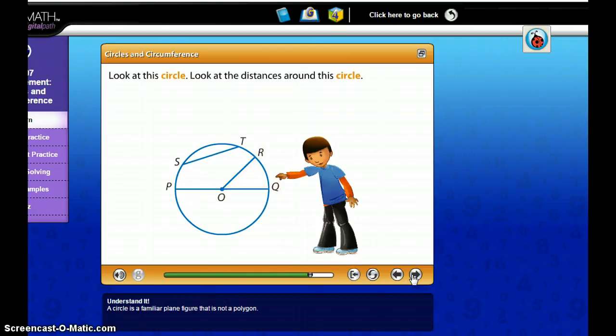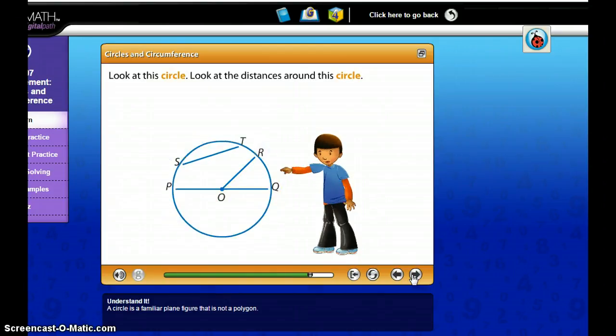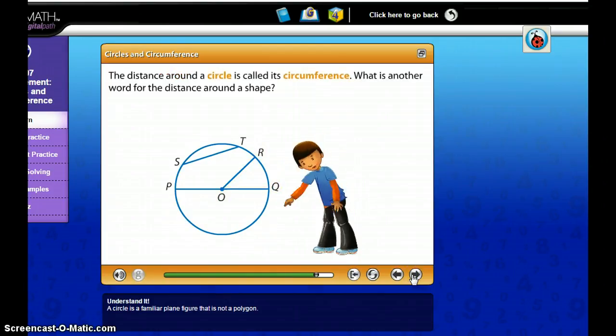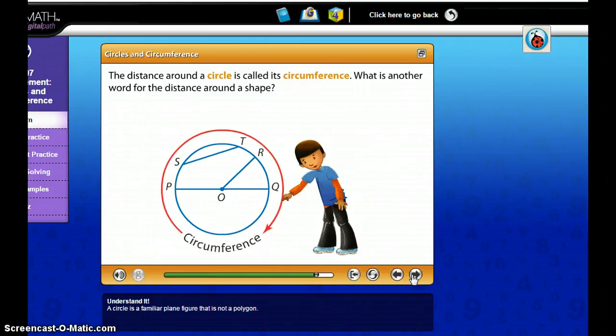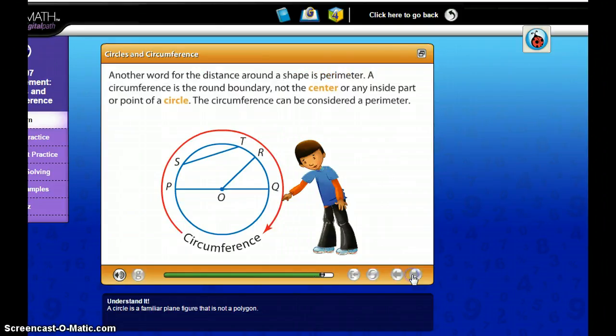Look at this circle. Look at the distances around this circle. The distance around a circle is called its circumference. What is another word for the distance around a shape? Haley? Perimeter. Another word for the distance around a shape is perimeter.